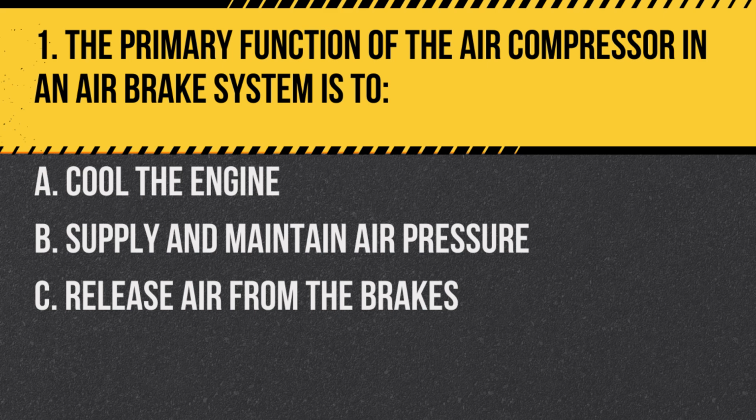Question 1. The primary function of the air compressor in an air brake system is to A. Cool the engine. B. Supply and maintain air pressure. C. Release air from the brakes. Answer: B. Supply and maintain air pressure. The air compressor's main role is to provide and sustain air pressure for the brake system.